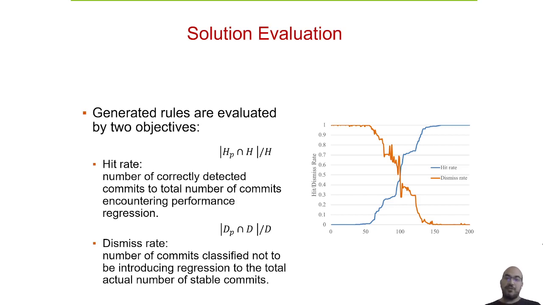If we do the initial analysis, shown on the right-hand side of this screen, we can see that these two objectives are conflicting, which means that when we optimize for the hit rate, the dismiss rate becomes really bad. Similarly, if we really optimize the dismiss rate, it will automatically hinder the hit rate. Therefore, these two objectives are found to be conflicting, and this justifies the use of multi-objective optimization for this problem.